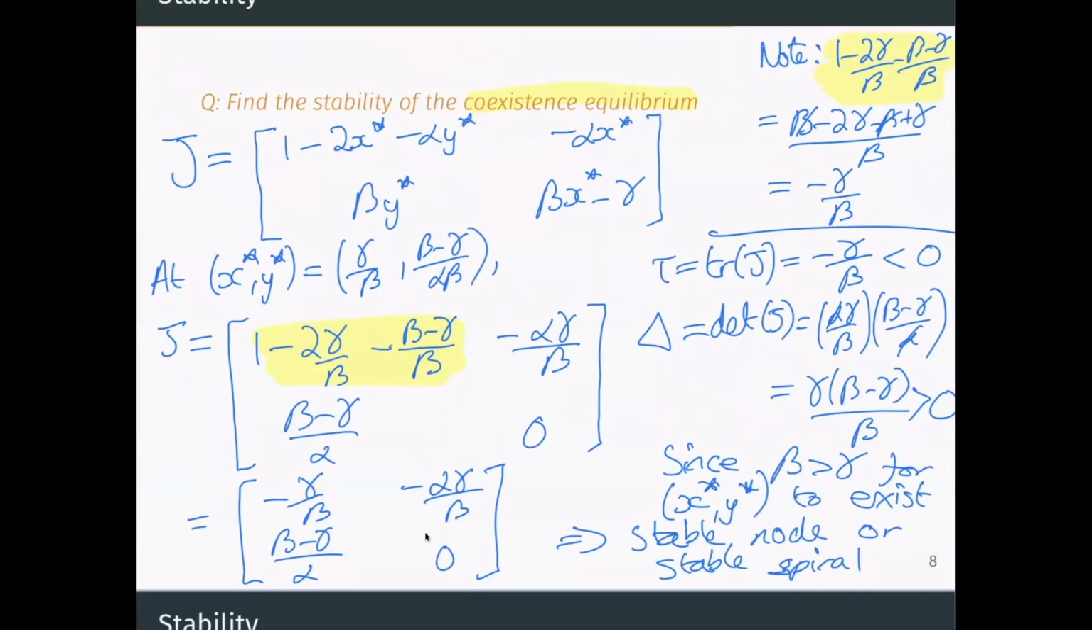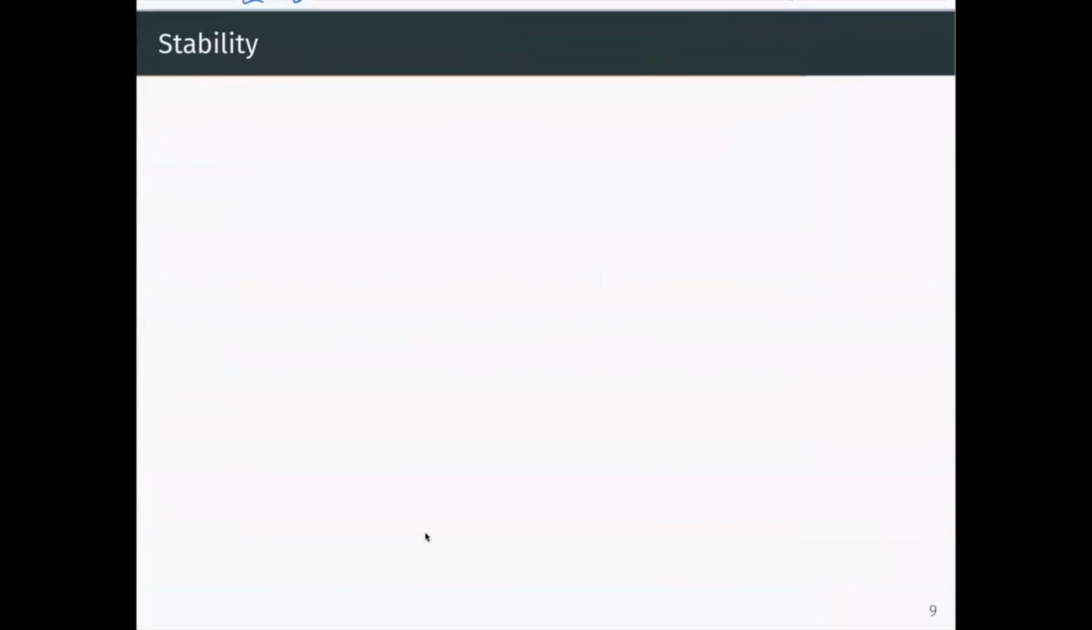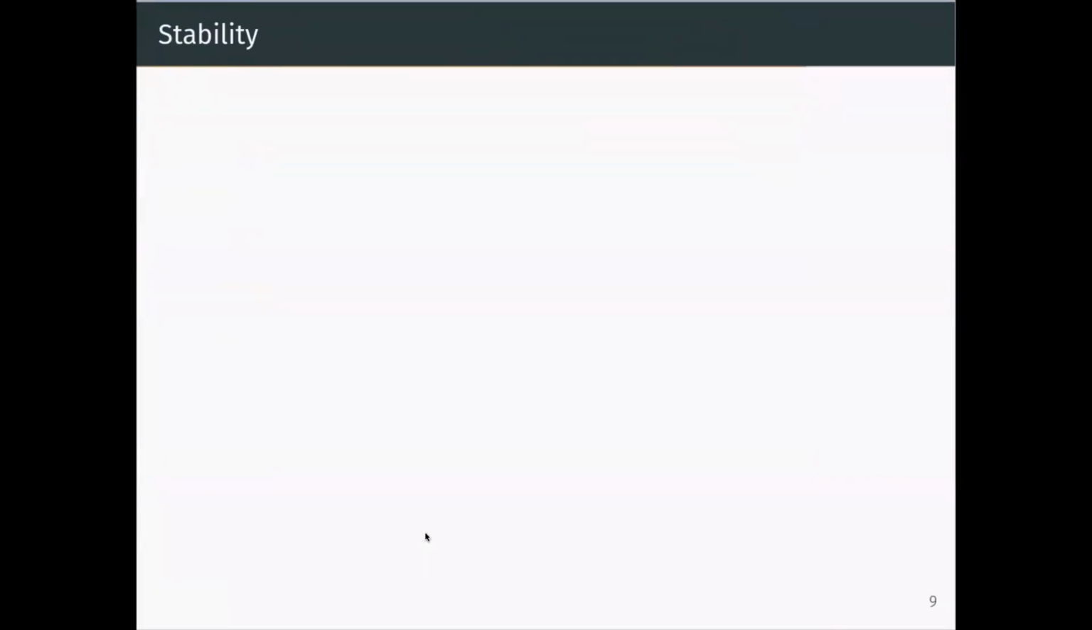Whether we have a node or a spiral depends on whether we have real or complex eigenvalues. So we need to look at the sign of our trace squared minus 4 times our determinant, and that will tell us whether we have real or complex eigenvalues. So when is this positive? I'm choosing positive as an arbitrary choice. I could have chosen negative, but here this will tell us when we have real eigenvalues.